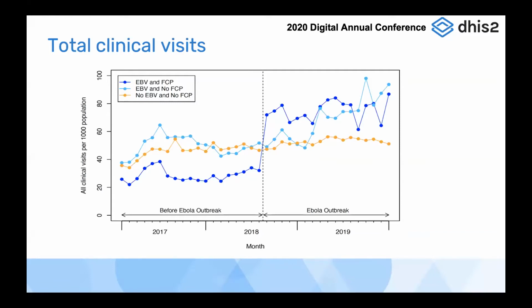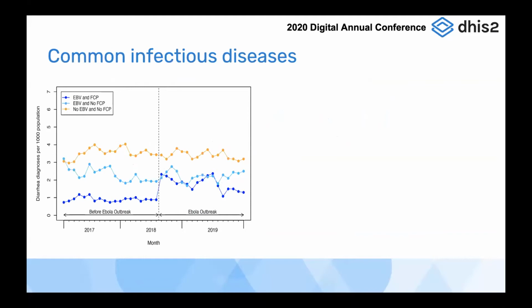However, service utilization increased over time at a rate of about 3% per month. This could in part be explained by increased investment in those areas to fight the outbreak. We examined the effect on a common infectious disease, specifically looking at the diarrhea diagnosis.